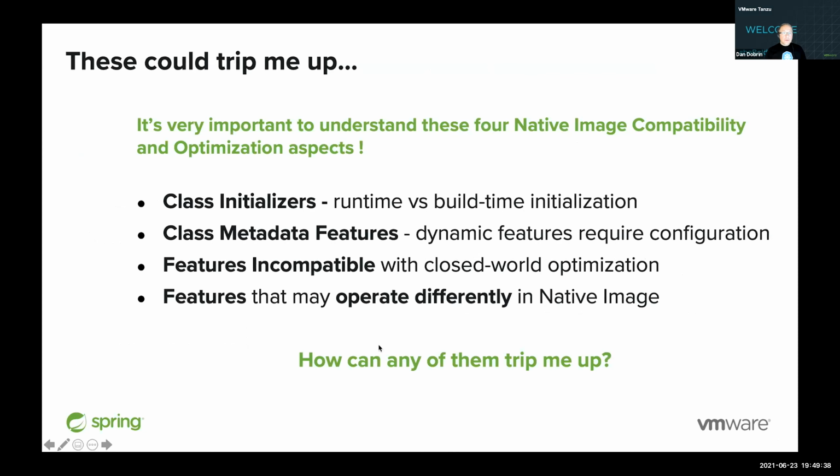To recap, we saw how we build apps, and we want a seamless transition from JVM-based apps to native images. But regardless of how we build our application, regardless of the framework, we still have to understand the major aspects which are important for native image compatibility and optimization. So again: class initializers, class metadata features, initialization, dynamic features, but also be aware of features that are incompatible with closed world optimization and features which might operate differently in a native image.